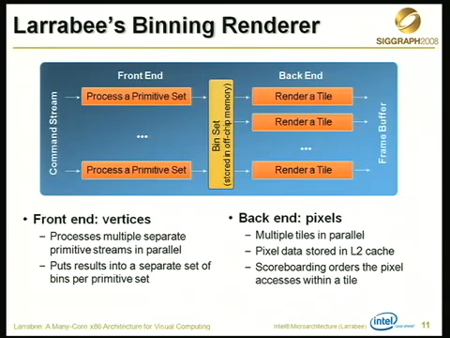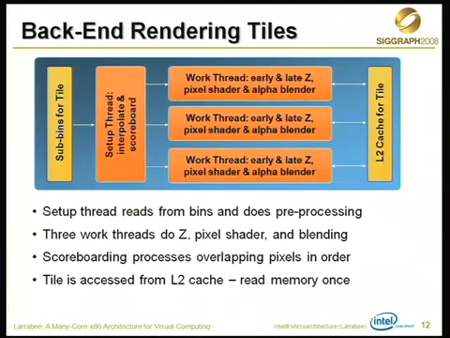Let's take a closer look at how the tile processing is done in the back end. So, each core supports 4 independent threads of execution, meaning they can run completely independent programs. So we divide this up by dedicating one of the threads to do setup operations. It reads from the bins, does interpolation, scoreboarding, and other such operations. The remaining threads perform the actual pixel processing, depth test, the pixel shader, and the alpha blending. No fixed function logic anywhere in the back end.